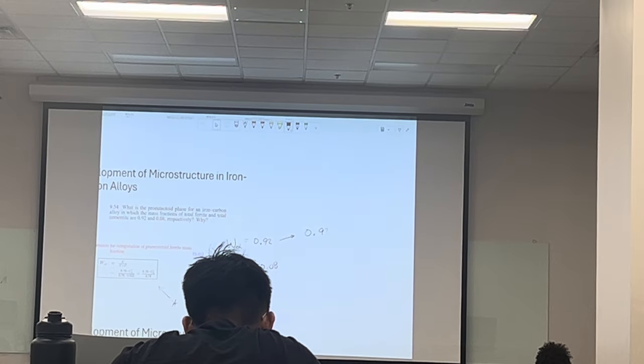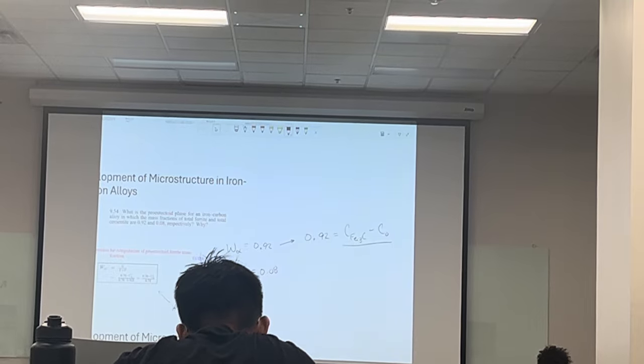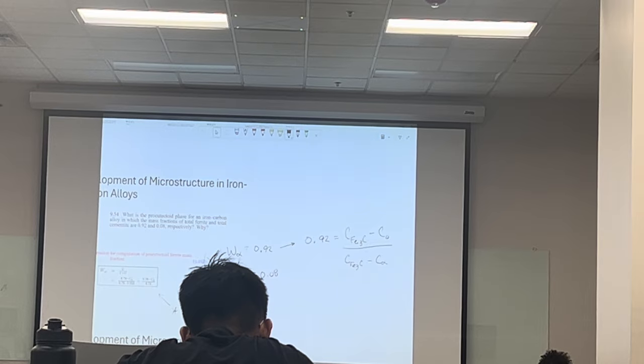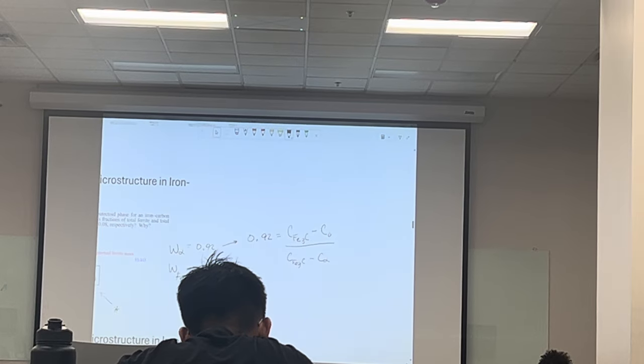So it's 0.92 is equal to, essentially, the composition of the iron carbide phase subtracted by the original composition. And we have the iron carbide phase again, but subtracted from the alpha. I'll go ahead and put those values in. This one's going to be 6.7.